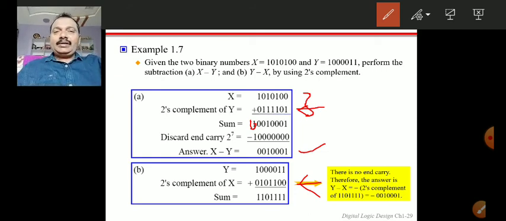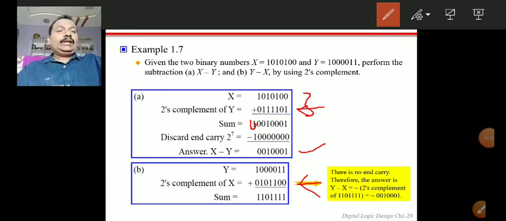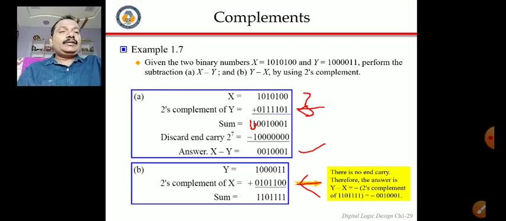If we want to get the actual value of that difference, you have to once again take the 2's complement of that result to get the actual magnitude of that number. So that you have to keep in mind. And now let us see another example.